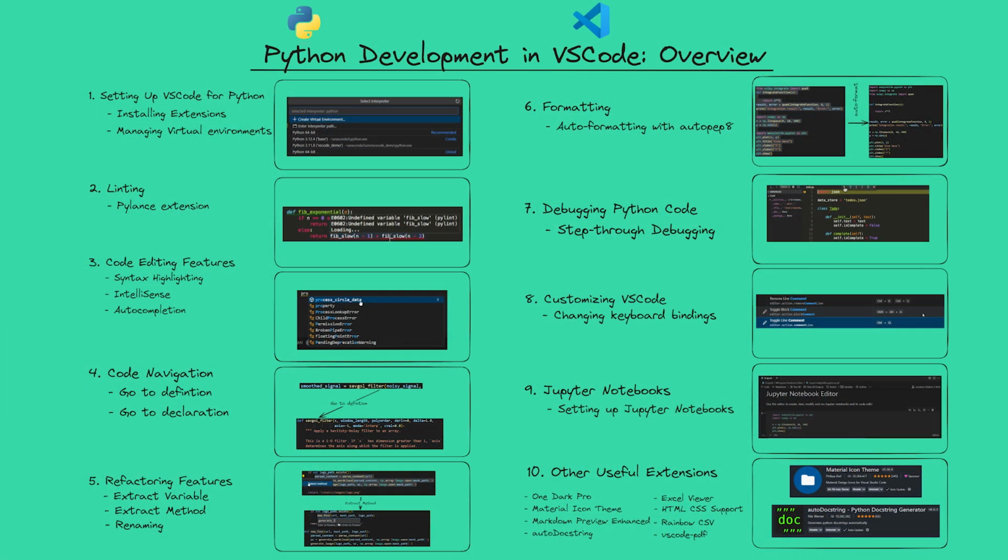In this video, we've explored some of the powerful features that make VS Code an essential tool for developers. From linting and debugging to customizing your environment and using Jupyter Notebooks, VS Code provides a wide range of functionalities to streamline your coding process. With the right extensions, you can tailor the editor to fit your unique workflow, boosting both productivity and enjoyment.